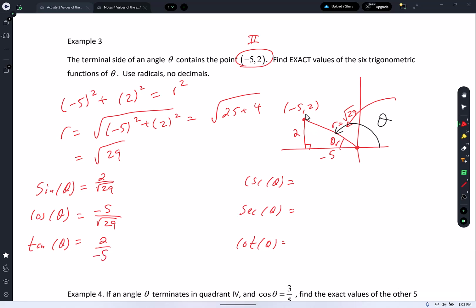All right, cosecant. Cosecant's a reciprocal of sine, so just write square root of 29 over 2. What about secant? The reciprocal of? You can also put the negative in the front. And then cotangent. There it is. That's all it is, guys. Good job. Cool or not cool?